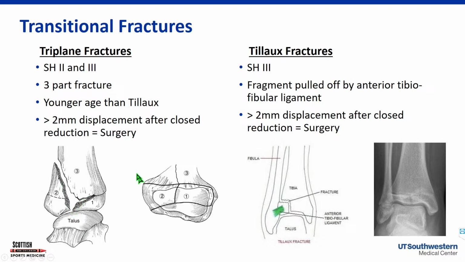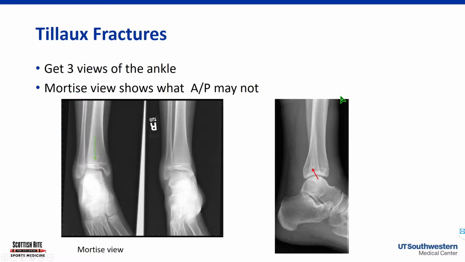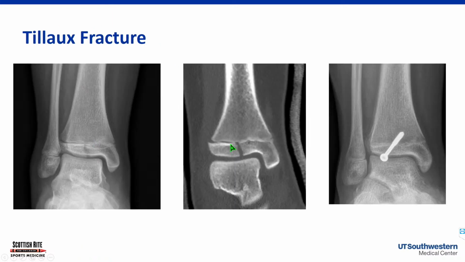We keep that joint surface healthy there. And then the Tillaux fractures are a Salter-Harris 3, and these may be missed, but you can see a little lucency coming up through there, and that's because the AITFL is still holding on, and it comes up. And again, same thing. So get those three views. You may be able to see it a little bit better on different views.